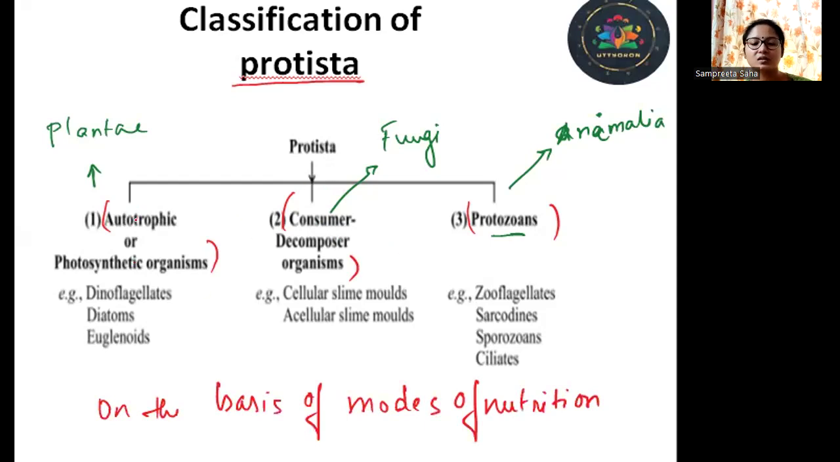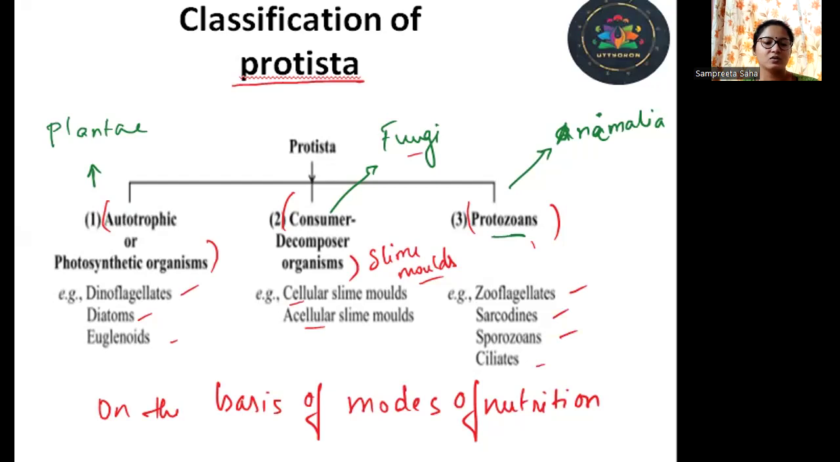So, the first group, that is the autotrophic one, includes the dinoflagellates, the diatoms, and the euglenoids. And the next one, the consumer decomposers, include the slime molds. Molds also gives a hint that this might be the ancestors of the group fungus. So under slime molds, we have cellular slime molds and acellular slime molds. These two I'll be discussing in the next lecture in detail. And next we have protozoans, under which we have the groups zooflagellates, sarcodines, sporozoans, and ciliates.